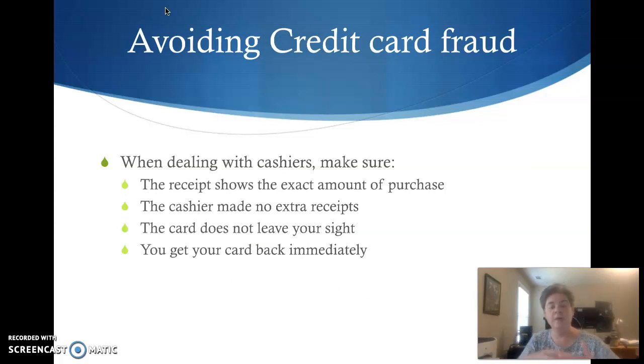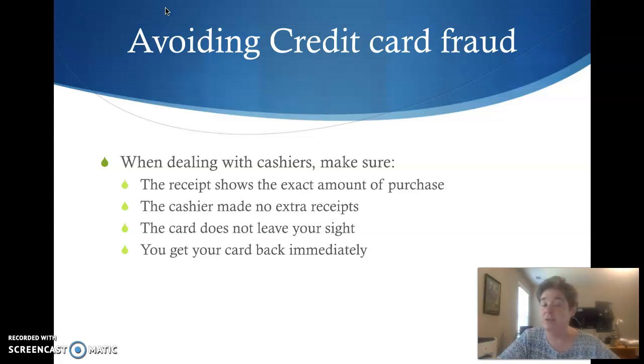Okay, how do we avoid credit card fraud? Well, I'm sure we all have some ideas on this. Maybe you've been the victim of this or your parents have. But here's some things to watch out for. And I think we've talked about some of these in class before. When you're dealing with the cashier and you hand a credit card over, you need to make sure that your receipt shows the exact amount of the purchase.